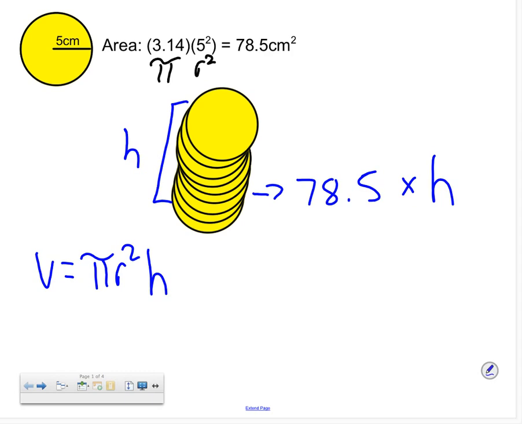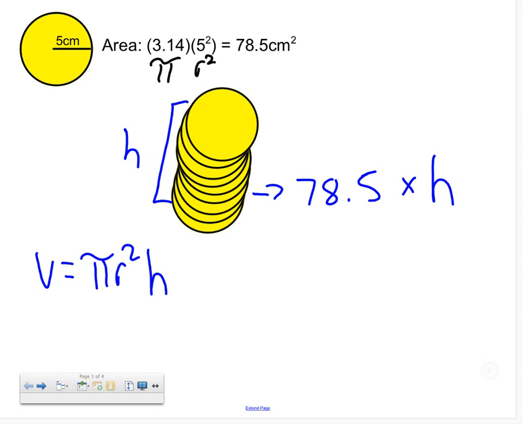So it's not just that we threw these things together at random and saw that they worked. It was a deduction from what we knew about circles already. We took the circle area formula. We saw that a cylinder was basically a stack of circles on top of each other, and so we got the volume formula pi r squared h.